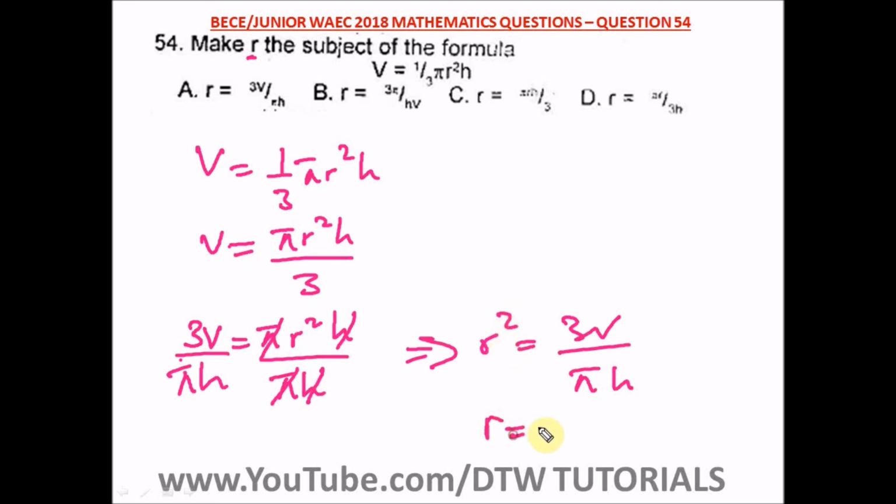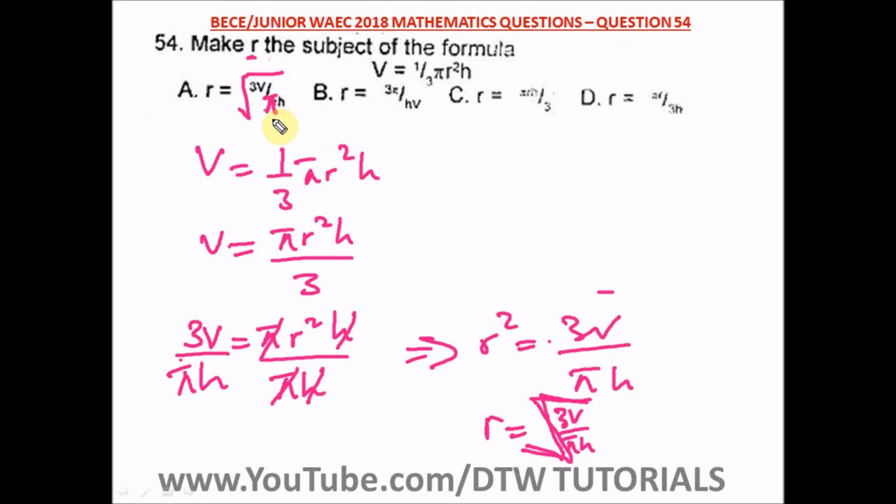So we have r is equal to the square root of what? 3v over pi h. Okay, everything under the square root. Don't make the mistake of putting the square root on only 3v. So this is our answer. Our option isn't too clear, but there should be a square root here. This is 3v over pi h. This is more like the right answer here.